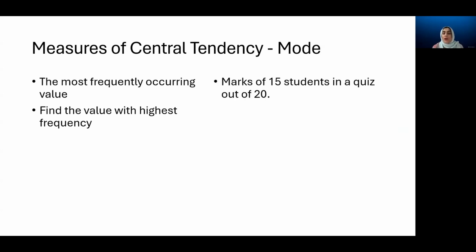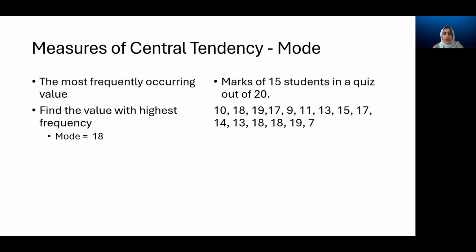Again, we have the same data set of 15 marks, and all we need to do is find the value which is occurring most frequently. Here, the mode is 18. How? You can just count the occurrences. 10 appeared once, 18 appeared twice, 19 appeared twice, 17 twice, 9 once, and so on. You count the occurrences of each of these values, and the one with the highest occurrence is the mode of your data. So here it is 18.